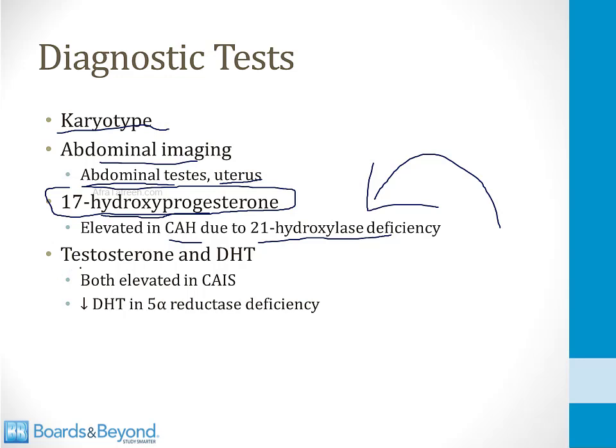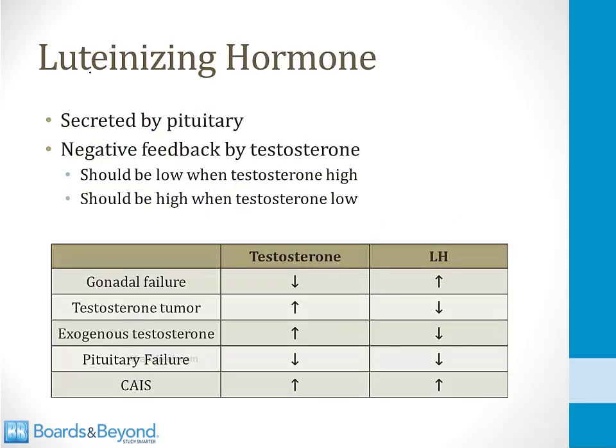And then finally, you can also measure the levels of testosterone and dihydrotestosterone. In complete androgen insensitivity syndrome, both levels will be elevated. However, the level of dihydrotestosterone will be low in a child with a 5-alpha reductase deficiency. I'll finish with this slide on luteinizing hormone.